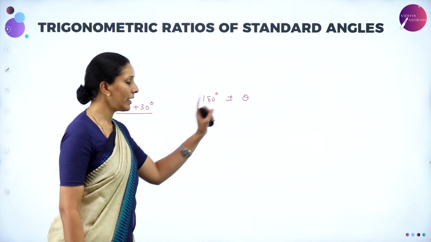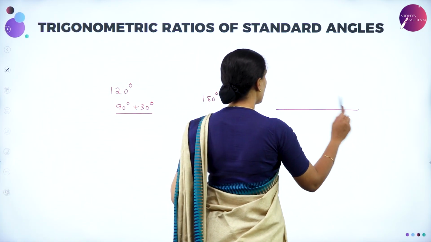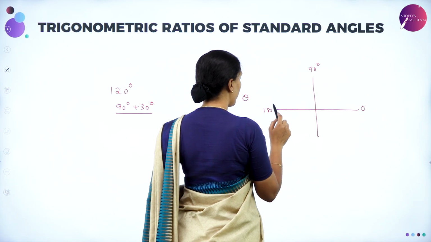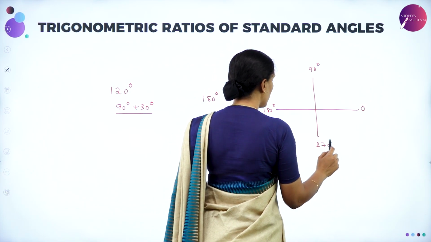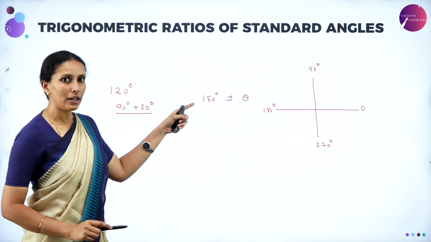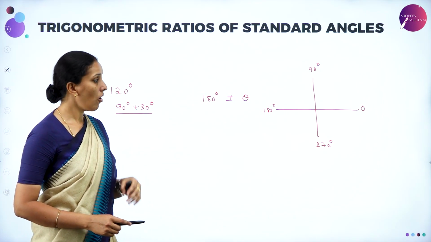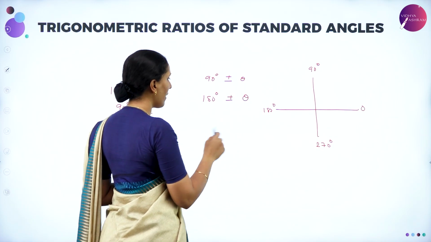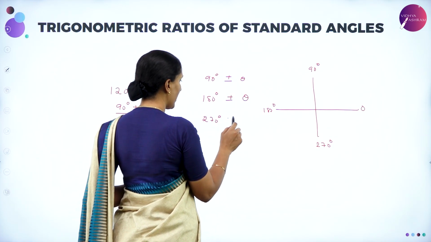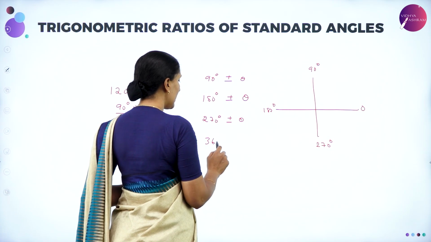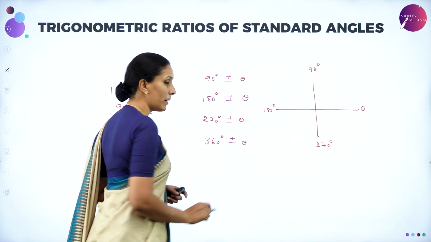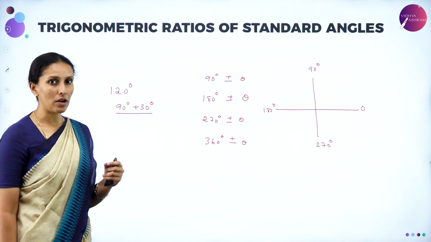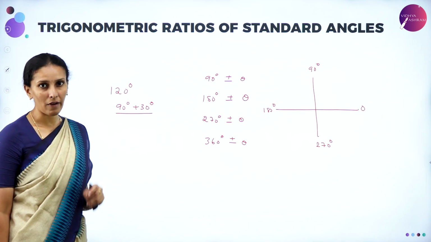If it is 180 minus theta, so this is your 0, 90, 180, 270. So either the angle will be written in the form of 180 plus or minus theta, or we can write it in the form of 270 plus or minus theta, or 360 plus or minus theta. But remember, depending upon which quadrant the angle lies in, the sign of the function changes.